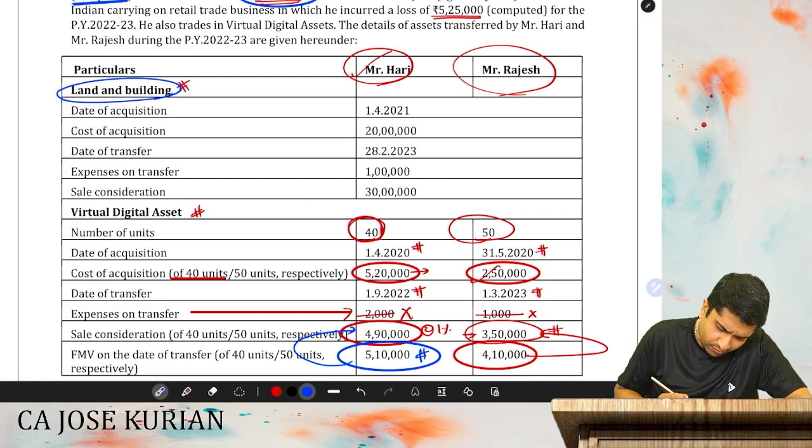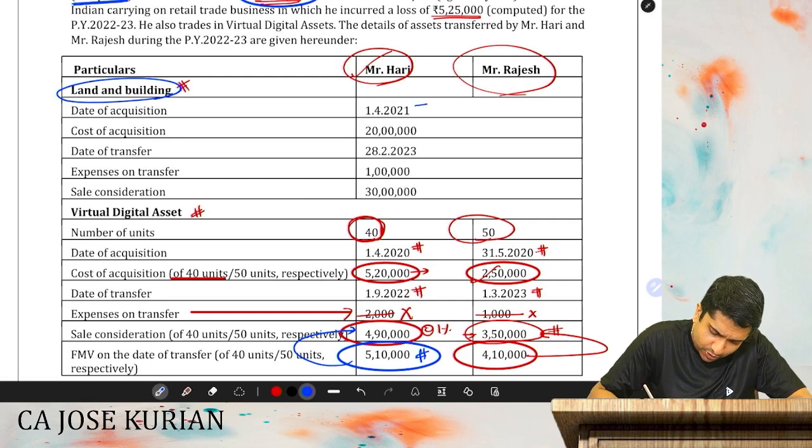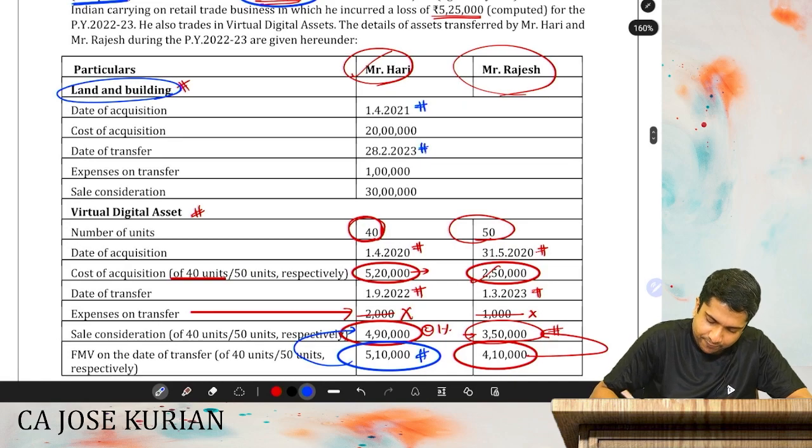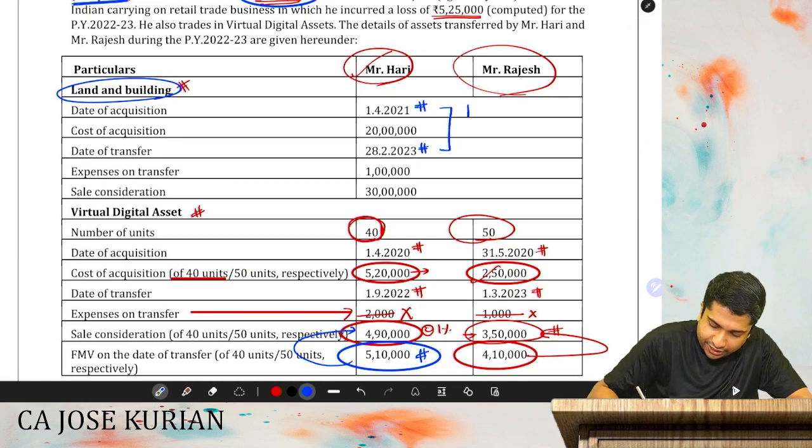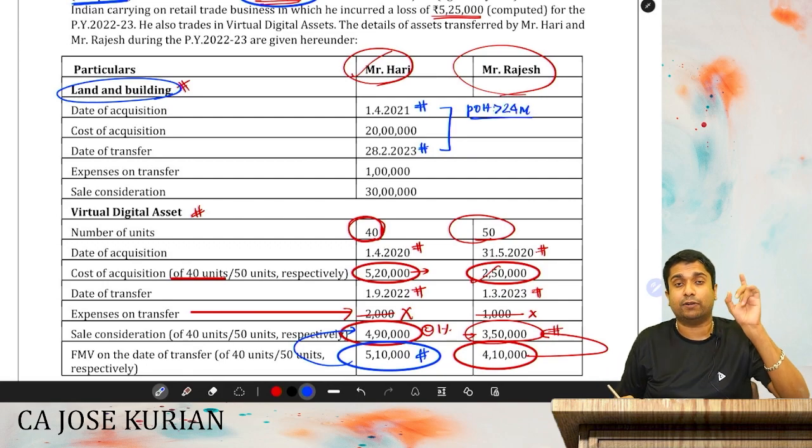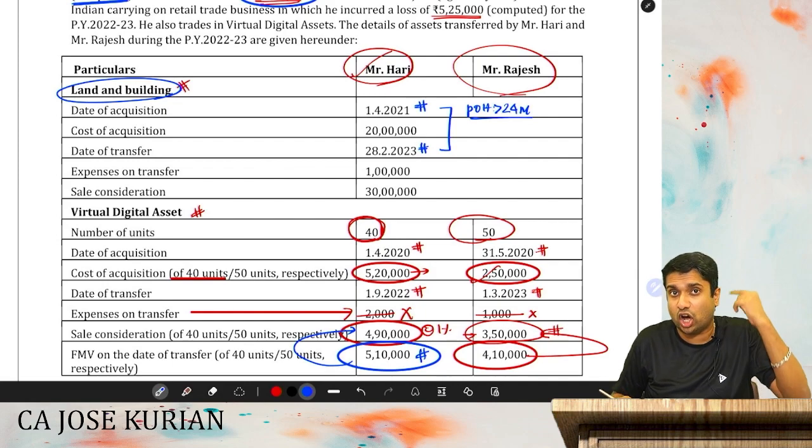Now listen, its date of acquisition is 2021 and it was sold in 2023. For land and building, the period of holding that you have to consider is 24 months. If the period of holding is more than 24 months, then that particular land and building shall be regarded as a long-term capital asset.